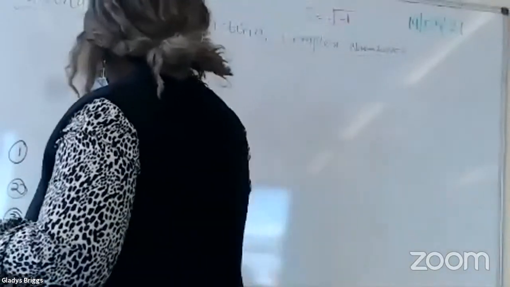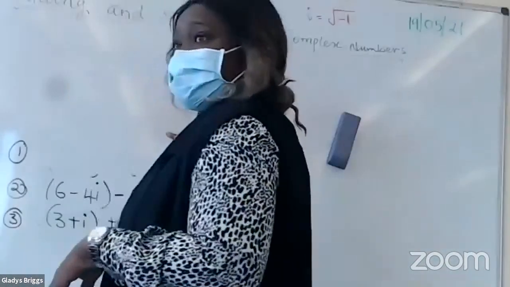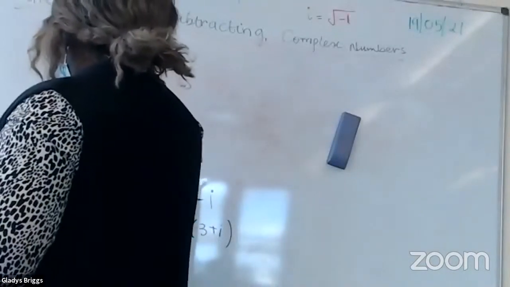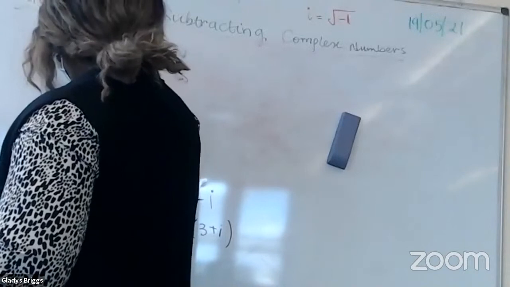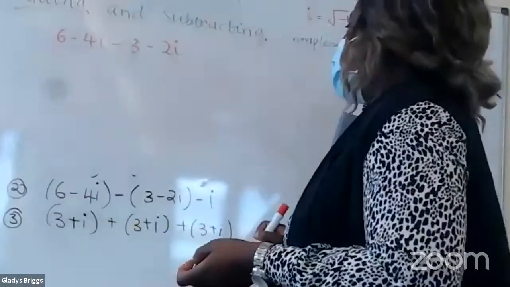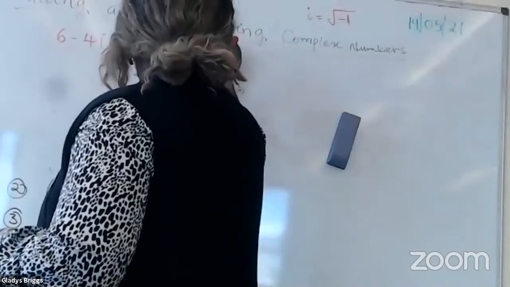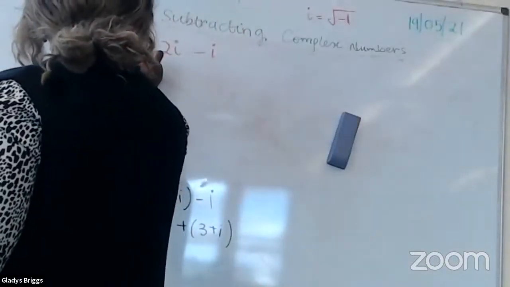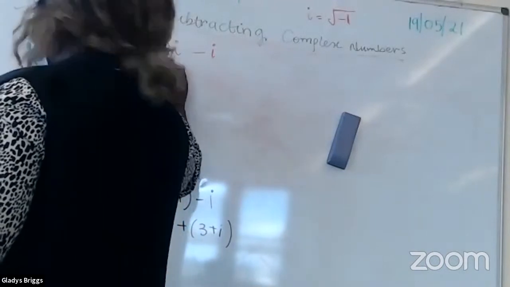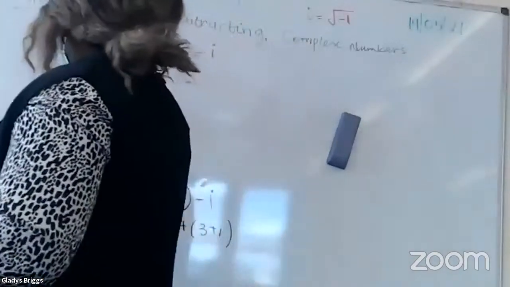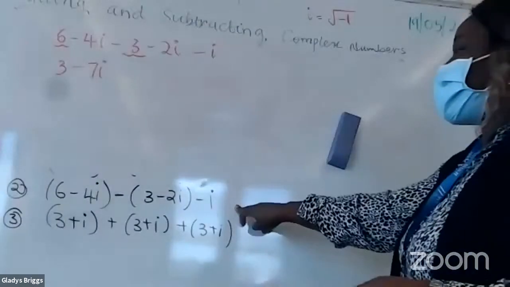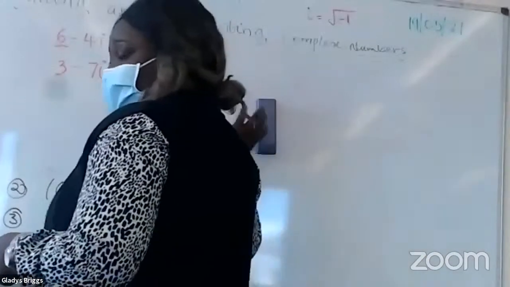And the next one would be 1i. If you write 1i, it's still going to be all right. And then 6 minus 4i minus 3 minus 2i, and minus i. So 6 subtract 3 would be 3, minus 4i minus 2i is minus 6i, minus 1i is minus 7i. So that's what you should have had for that one. Did you get that? Good. That's all right. Did everybody get that on the chat?